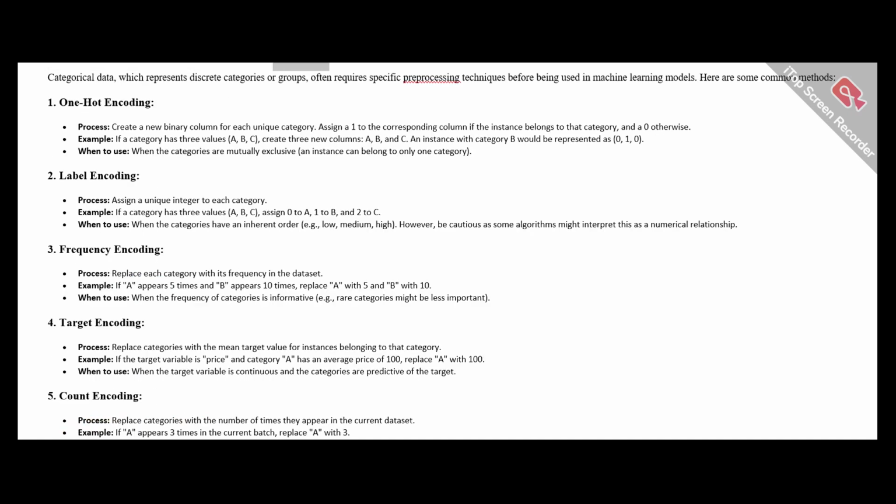3. Pre-processing, categorical data. Pre-processing categorical data in machine learning. Categorical data, which represents discrete categories or groups, often requires specific pre-processing techniques before being used in machine learning models.